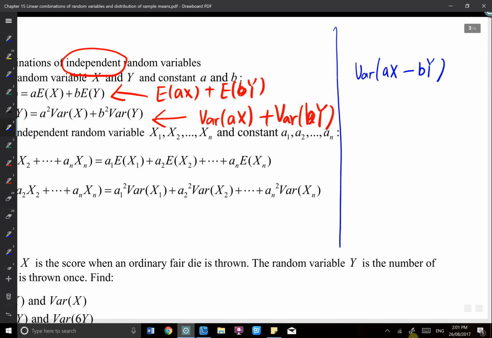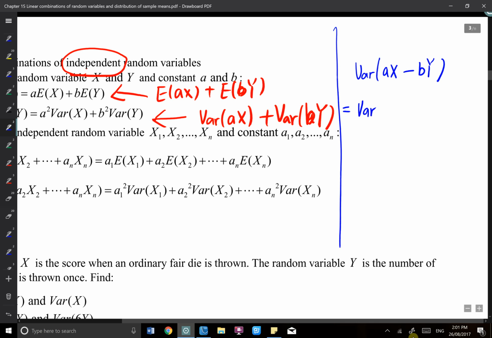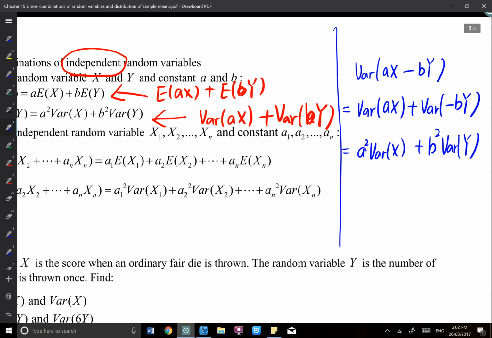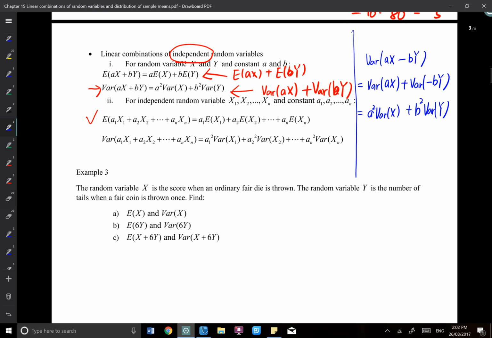Okay, so that's the variance of ax plus the variance of negative by. That is a squared variance of x plus b squared variance of y. The minus and plus are the same because you will square it. That's important because later on we'll have one question that does exactly this, and if you get it wrong, you have variance 0. Okay, that's the rule.